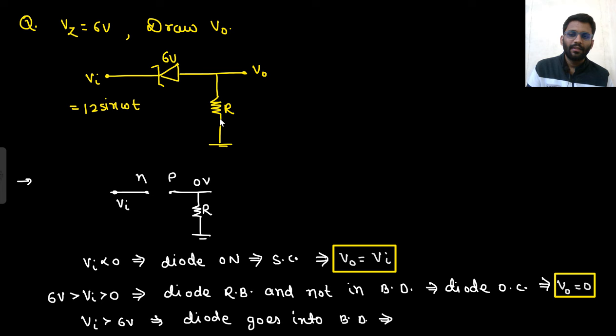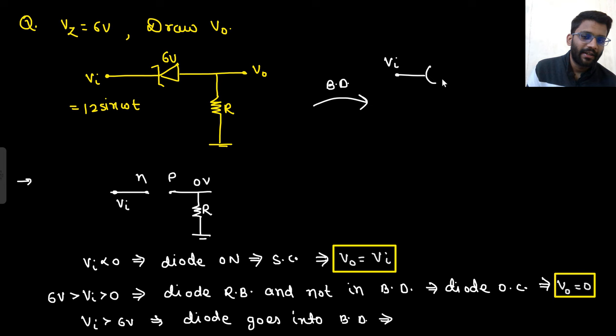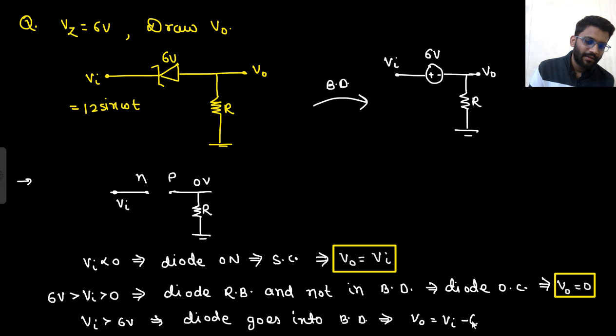How will the circuit look? In the breakdown region, how will it look? This is Vin. This Zener diode will be replaced with a battery. The battery will have positive at the N side and negative at the P side, and this will be 6 volt, and this will be R. V0. What will be V0? V0 will be Vin minus 6. Well and good.